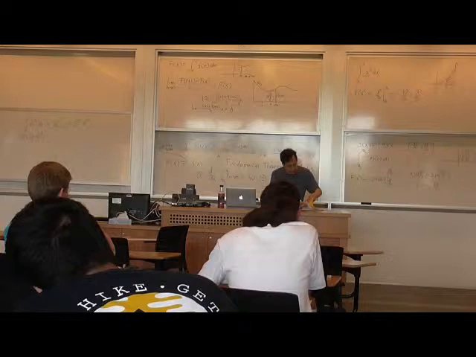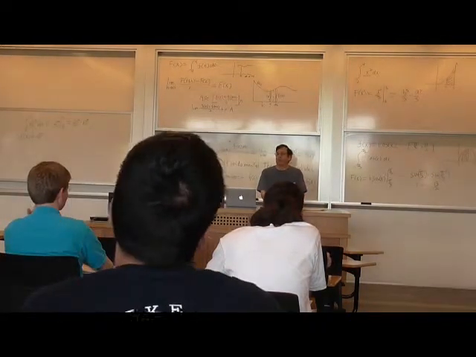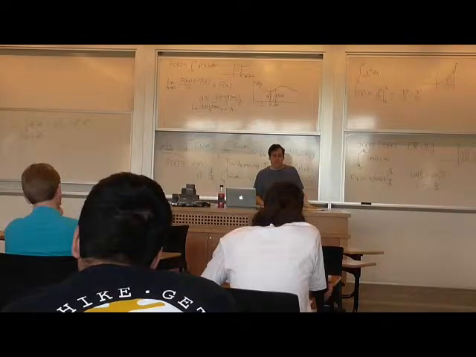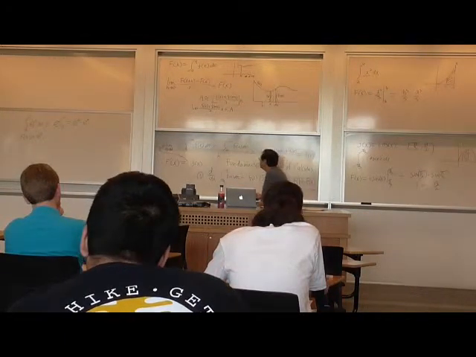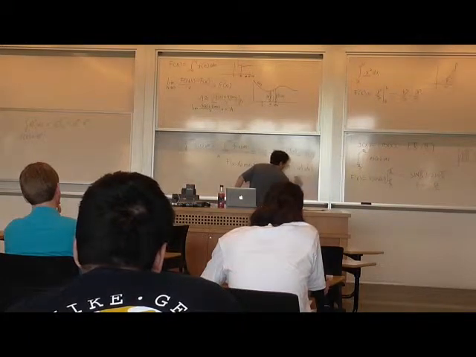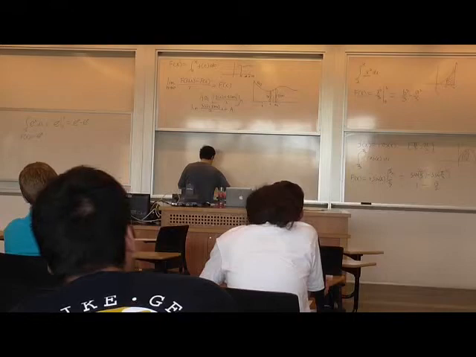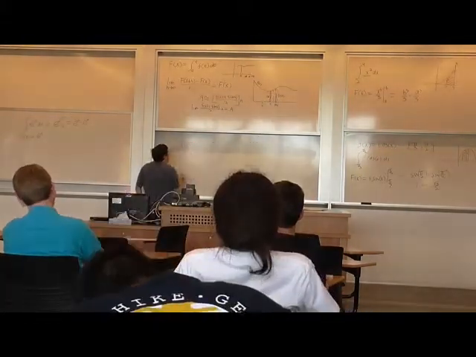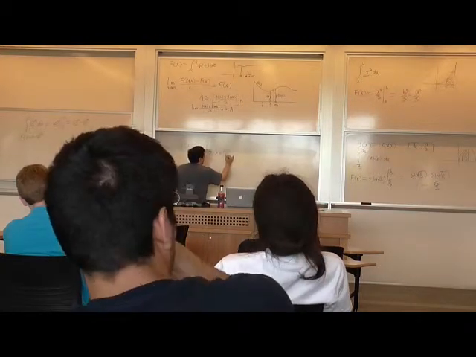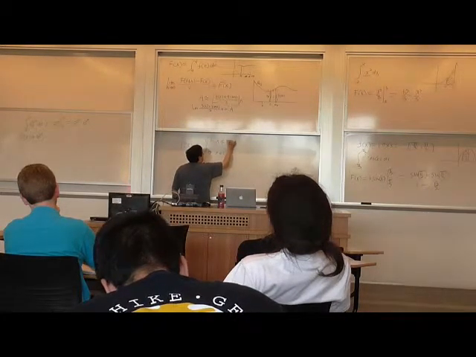I just want to make a note about this. This is really great. We can find the area under any curve that we can find the antiderivative of. But you can't always do that. There are some functions that don't have antiderivatives. In fact, there's some functions that are crazy. So, for example, f of x equals 0 if x is irrational, and 1 if x is not irrational.